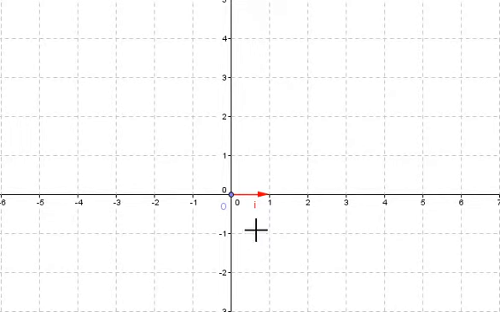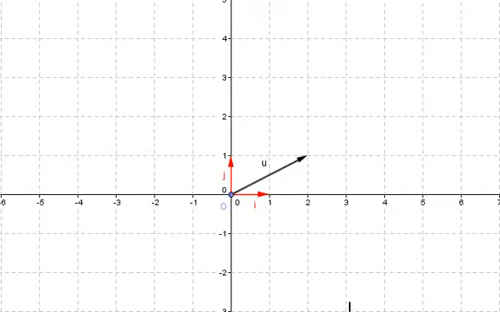And the other is along the y-axis. And why are they so important? Because we can represent each vector in the plane as a combination. We call it a linear combination of the two vectors i and j.